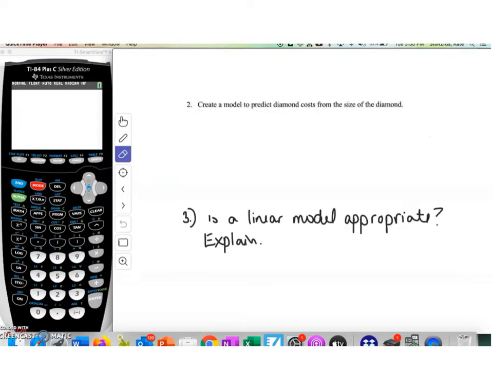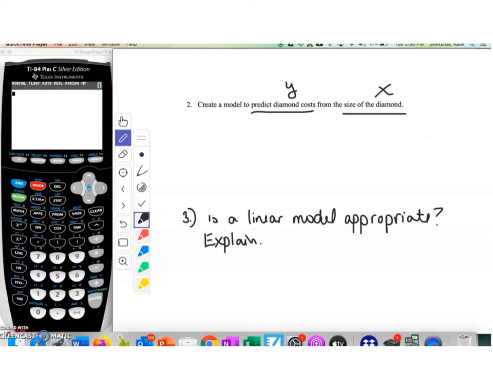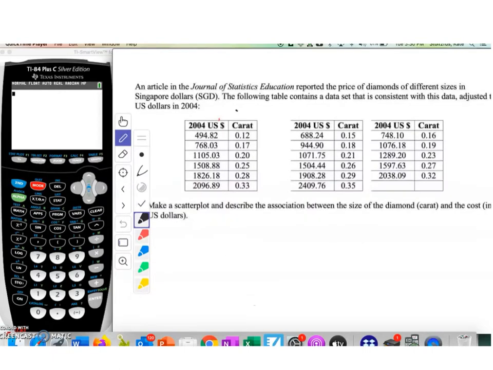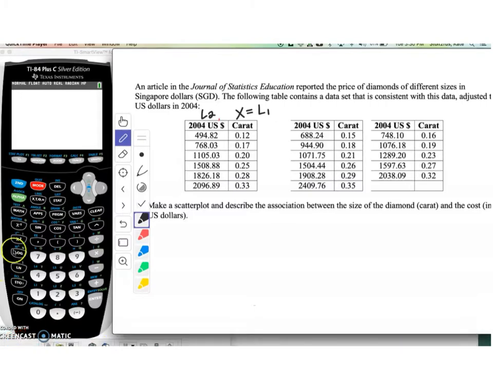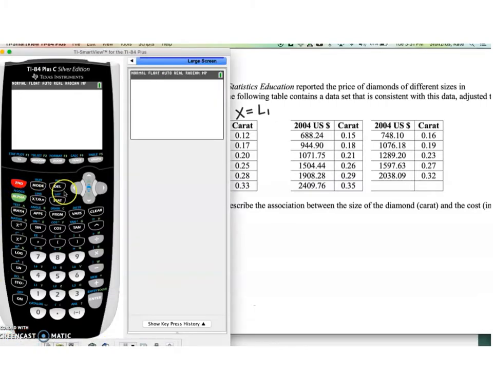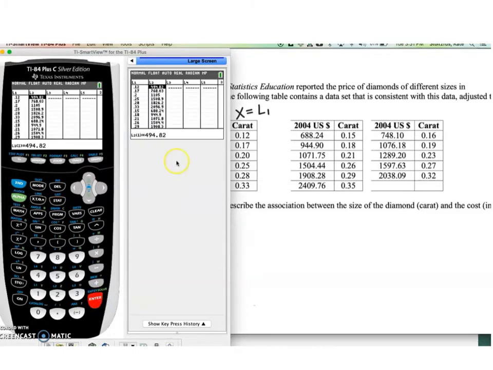Now, as I look ahead at some of the questions, I'm told to create a model to predict diamond costs. So if that's my predicted, that's my Y. And here's my X, or the explanatory variable. It's easier on my brain if I make that one L1 and this one L2. So in my graphing calculator, I've gone to Stat Edit. I've already entered my data into L1 and L2.